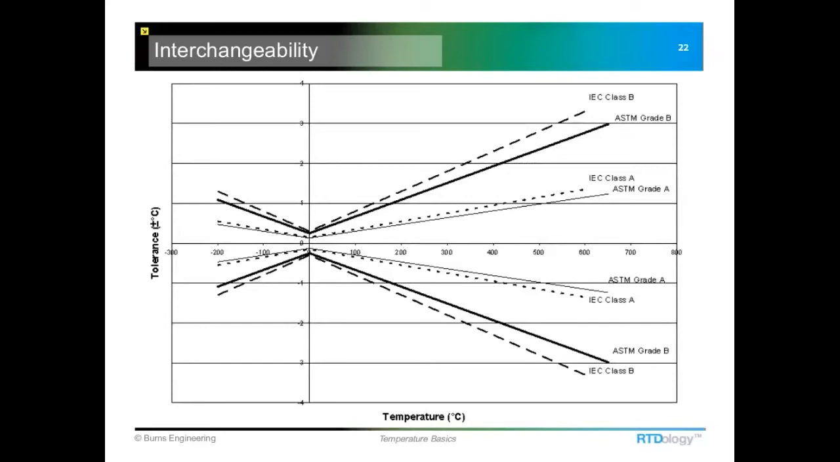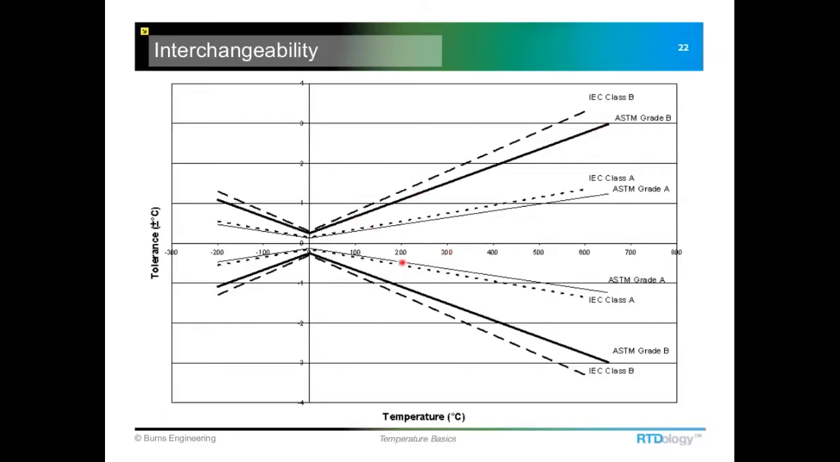So if we look at this graph, right here at 0 degrees C, this would be the ideal point. Right in the center there is where we want to be. And as you can see, for these two standards, as we go up in temperature, this tolerance band gets wider, and the ASTM spec is just a little bit tighter than the IEC spec. And again, as we go below 0, that band widens out. So we can use a graph like this to estimate what the interchangeability is at any given temperature as we go up or down.